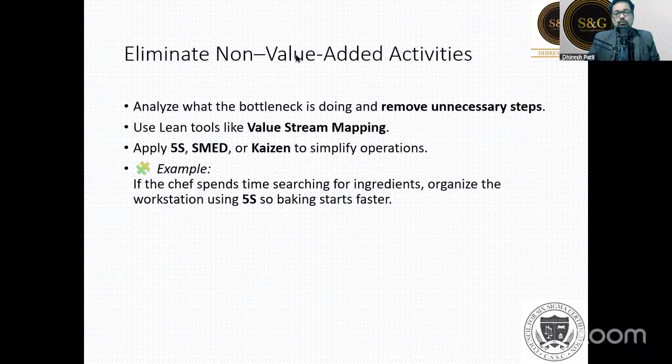Apart from that, eliminate non-value added activities. You can make a value stream map, identify the inventories and all the Timwood, and you can do 5S, the SMED technique, single minute exchange of die, or some small Kaizen automation where you can reduce the lead time and the cycle times of the processes. For example, if in the pizza shop the chef is spending time searching for ingredients, you can easily put 5S in place and organize the workstation so that time can be saved and pizza making becomes faster.